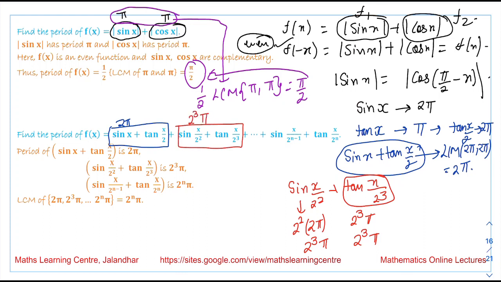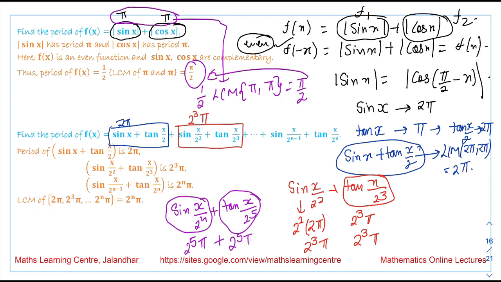The next terms will be sin x by 2 raised to the power 4 plus tan x by 2 raised to the power 5. So the period of this function will be 2 raised to the power 5 pi, and the period of the other function will also be 2 raised to the power 5 pi. So the next period we have is 2 raised to the power 5 pi. Similarly, for the sum of the last two terms, the period is 2 raised to the power n.